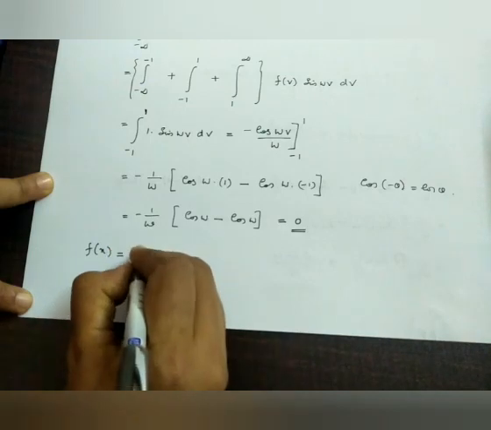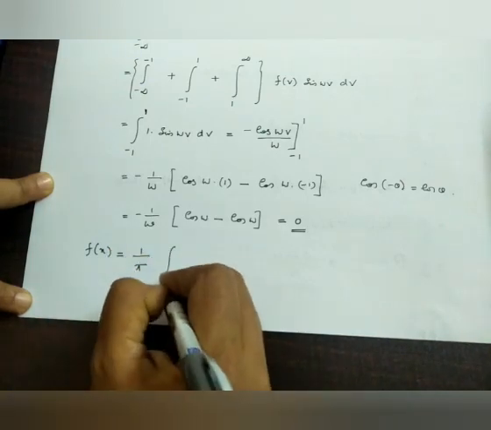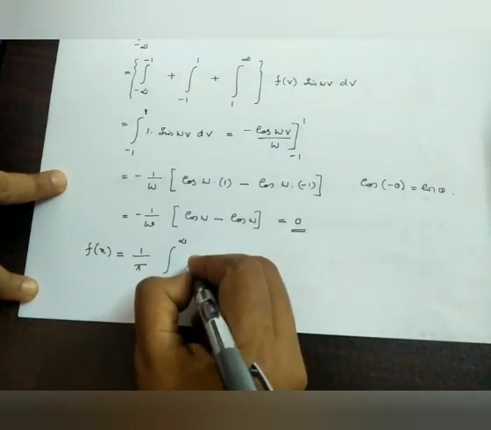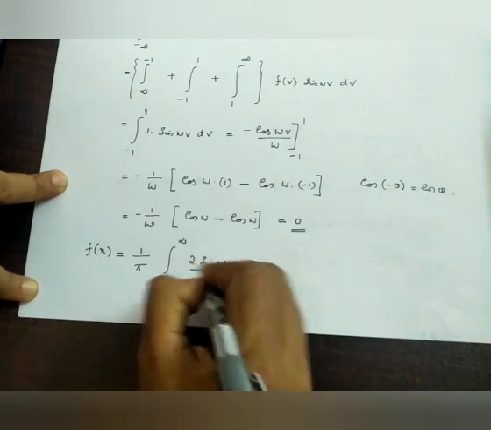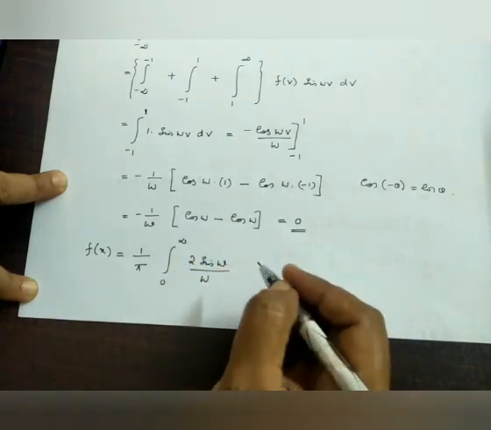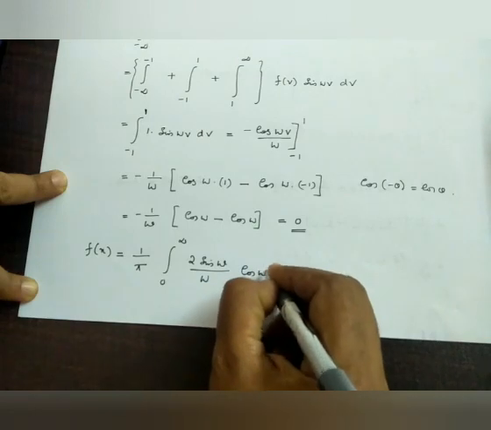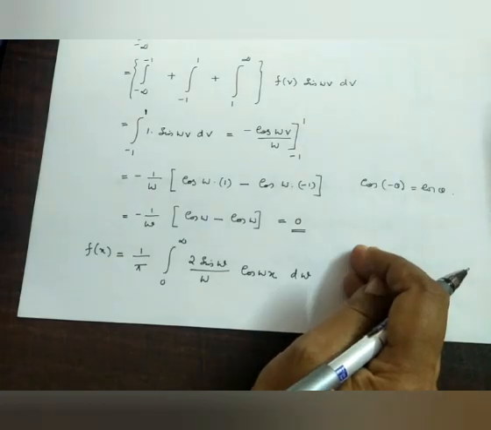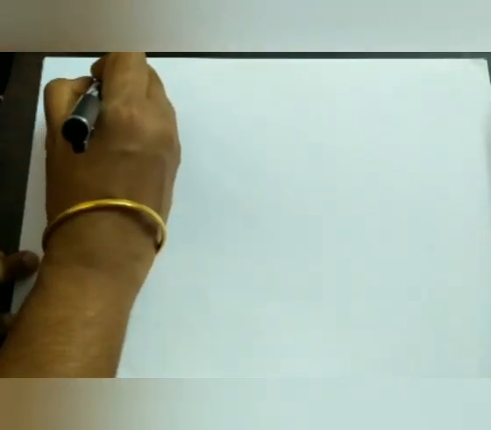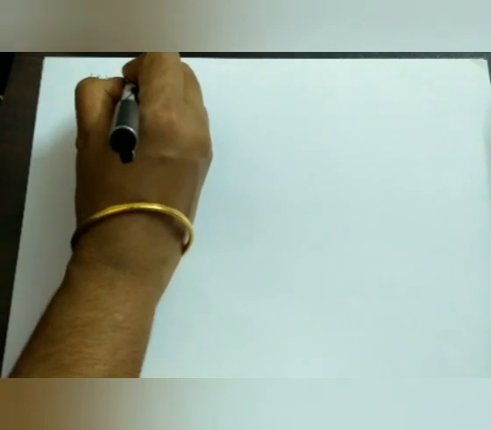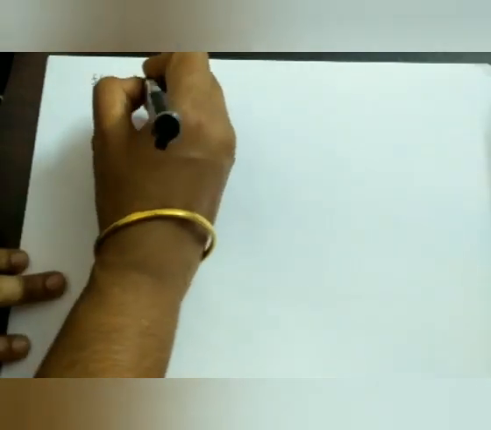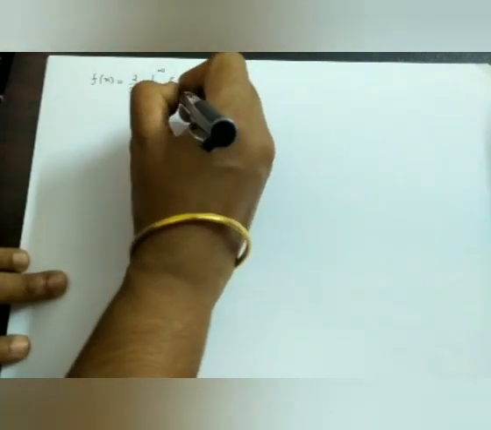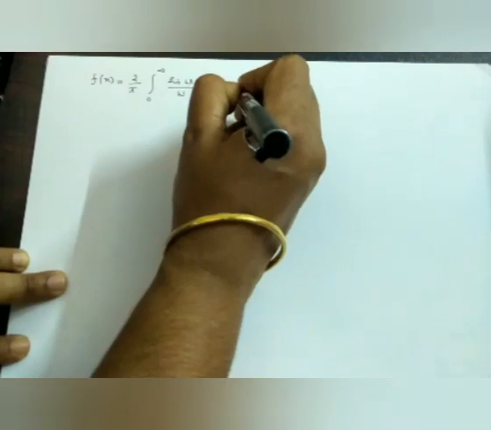f of x is equal to 1 by pi integral from 0 to infinity a omega cos omega x d omega. So, in the place of a omega, we can substitute 2 sin omega by omega, and cos omega x d omega. f of x is equal to, we can take 2 outside, that is 2 by pi into integral from 0 to infinity sin omega by omega cos omega x d omega.